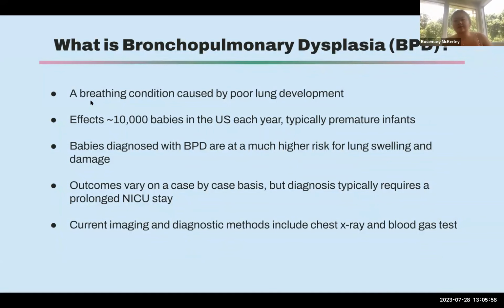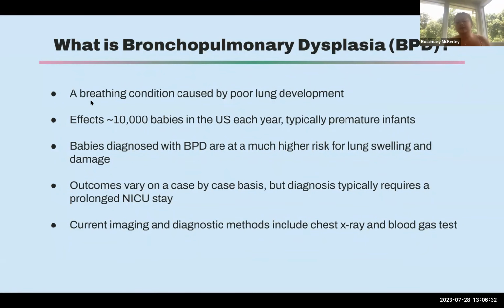So to start off, I thought it'd be good to go over what BPD is as a condition. In short, it's a breathing condition that's caused by poor lung development. It's very common in premature infants and affects about 10,000 babies in the US every year. It's usually diagnosed within the first few weeks of life by babies that are having trouble breathing. There is technically no cure, but following a treatment plan usually allows babies diagnosed with BPD to survive and live long and happy lives.